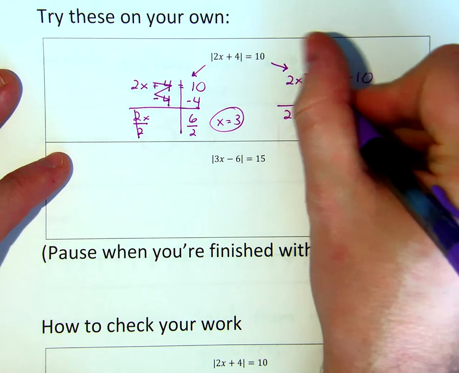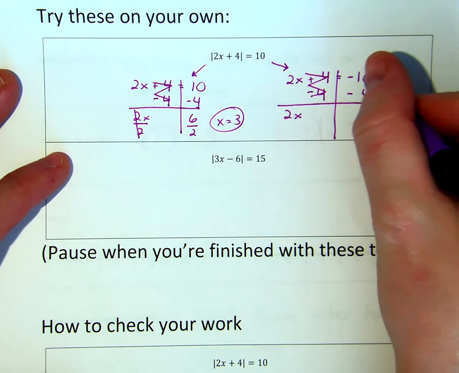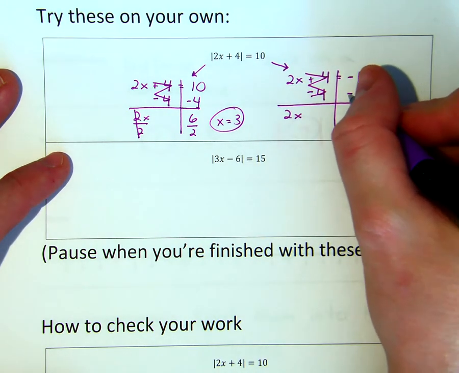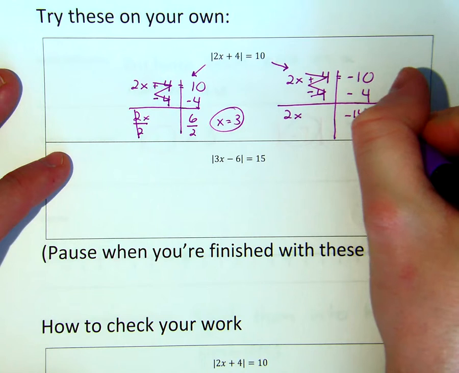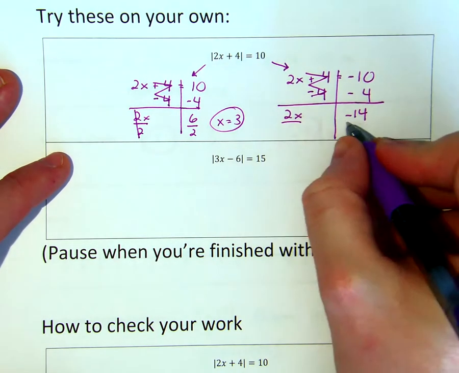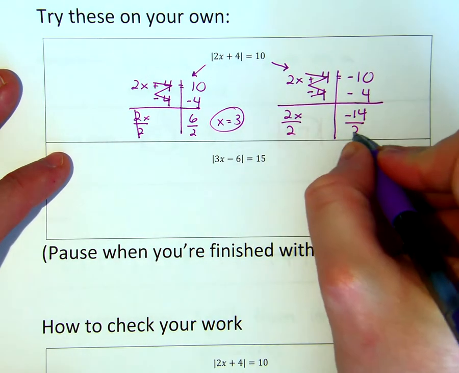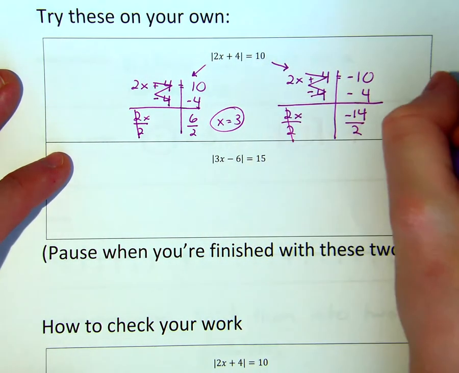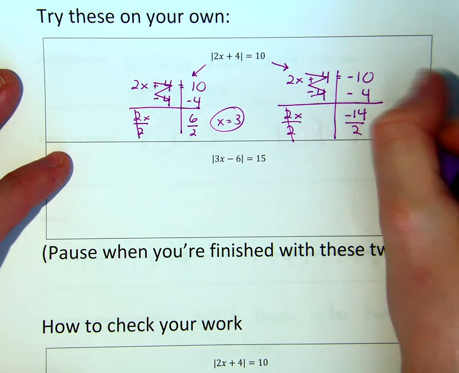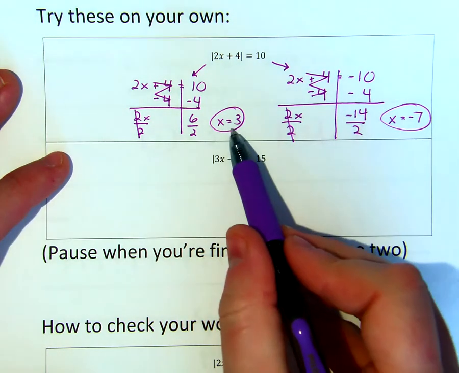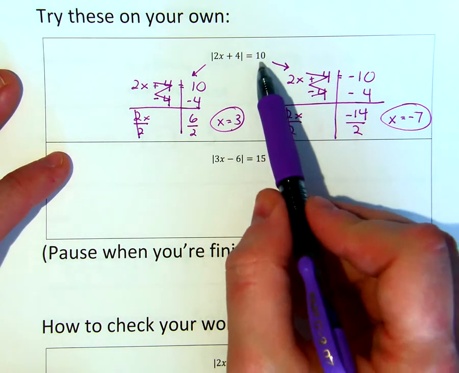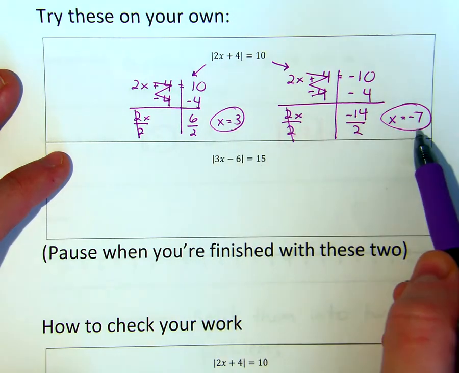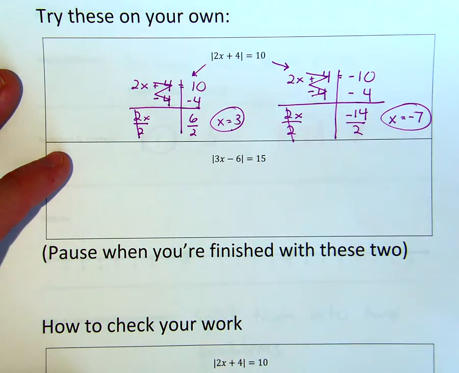We're going to drop down the 2x, cancel out the 4's, and negative 10 minus 4 is negative 14. To finish solving, we'll divide by 2 and find that x equals negative 7. Both answers are correct and would yield an absolute value of 10. X equals 3, x equals negative 7.